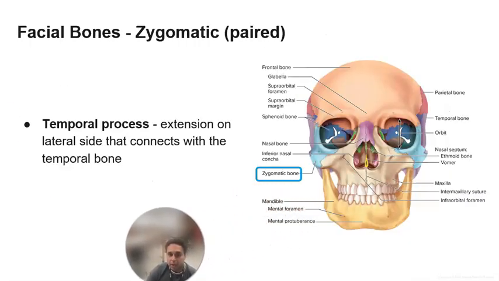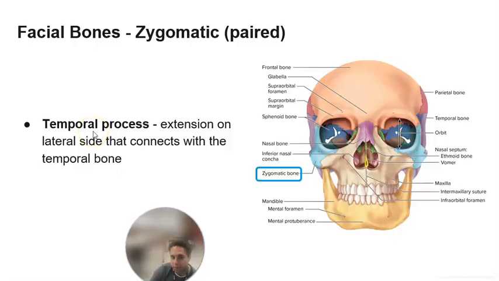The zygomatic bone, your cheekbone, is paired, meaning we have two of them. Remember, they were connected to the temporal bone. It could be a little tricky because the zygomatic bone is connected to the temple, or the temporal bone, using the temporal process. This is an extension on the lateral side that connects with the temporal bone.